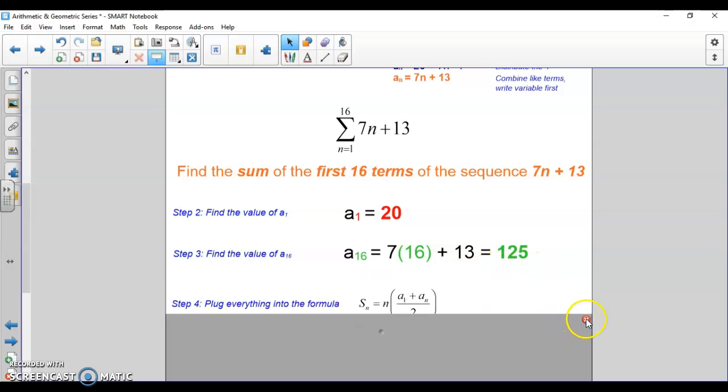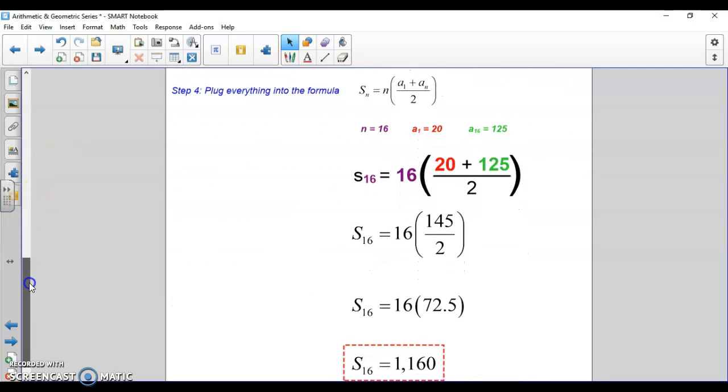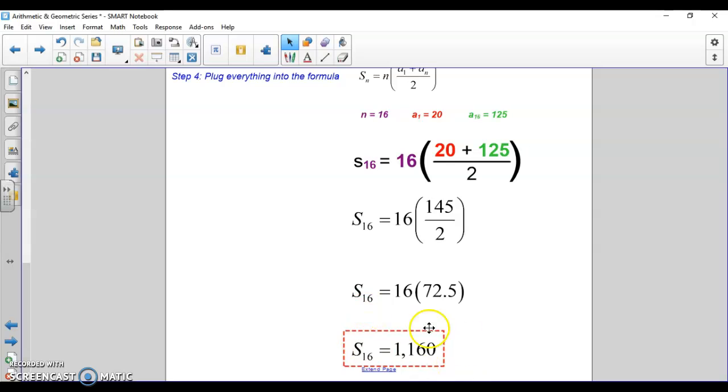And then all we do is just repeat the steps that we just did in the last two problems. Plug it in, see what we get. You're always going to get a nice whole number with this when you add any type of number. So don't worry about that. So we get 1160 here.